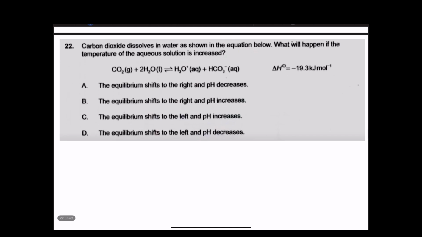Moving to the next one. Carbon dioxide dissolves in water as shown in the equation below. What will happen if the temperature of the aqueous solution is increased? So remember one thing here, that in the forward direction, heat is released, as it's an exothermic reaction. And in the reverse reaction, heat is absorbed. So if you're increasing the temperature of the solution, the reaction will try to reverse it. The reaction will try to absorb heat and decrease the temperature of the solution. As the reaction absorbs heat, that means equilibrium shifts to the left.